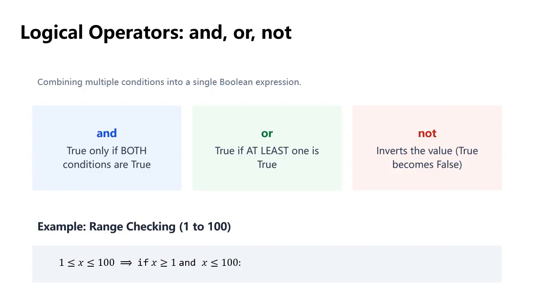To see this in action, look at this range checking example. To determine if a number x is between 1 and 100, we need to verify 2 things. Is it greater than or equal to 1? And is it less than or equal to 100? Both must be true for the number to be in range.